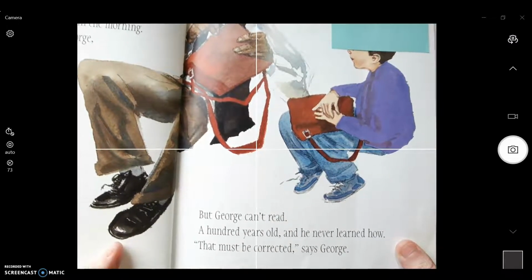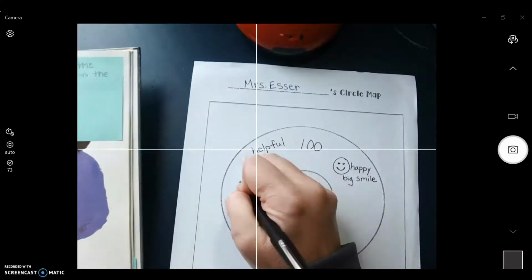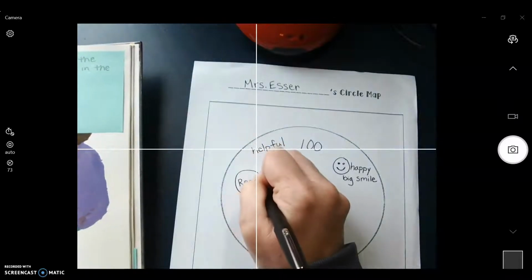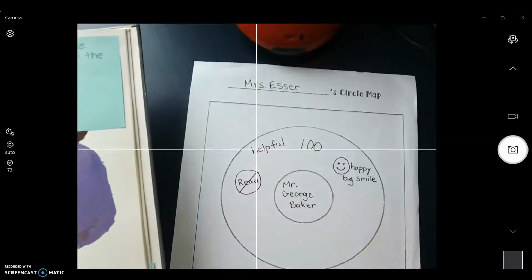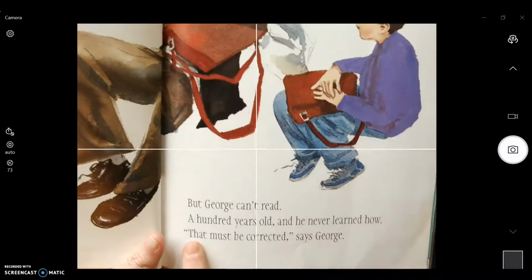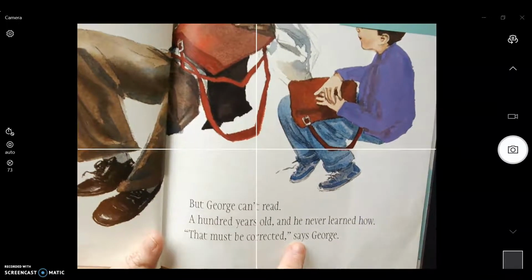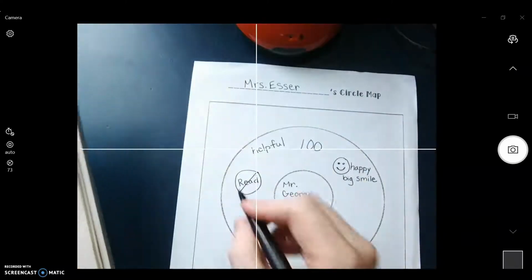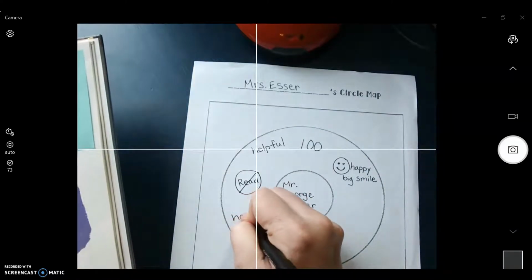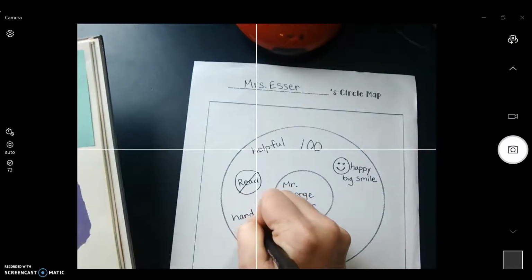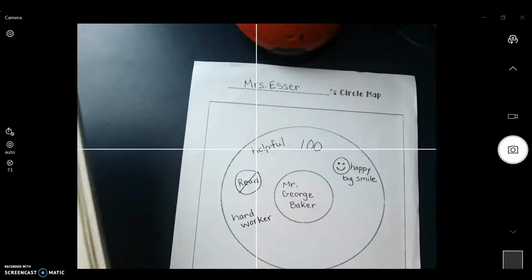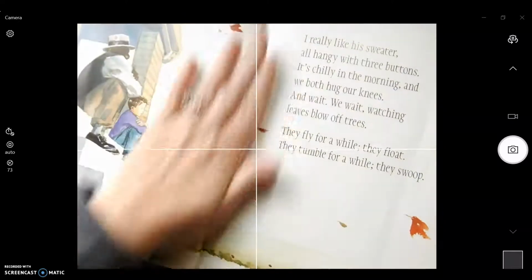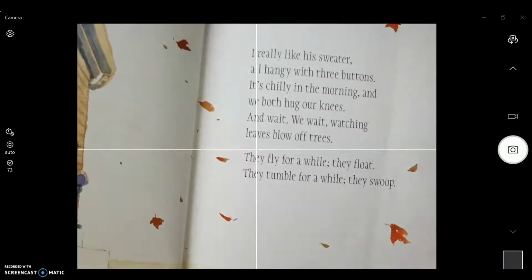Okay, so here we learn that he can't read. Okay, so I'm just going to put the word read right here. And I might draw a circle and put a line through it. That means he can't do it. But look at this sentence right here. That must be corrected, says George. That word corrected means he wants to fix it, right? Okay, so I'm going to put here that I know that George is also a hard worker. Okay, hard worker. To be 100 and not know how to read, would take a lot of work to be that old and learn something new.